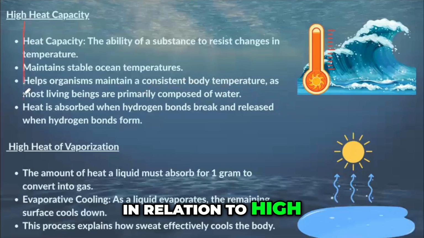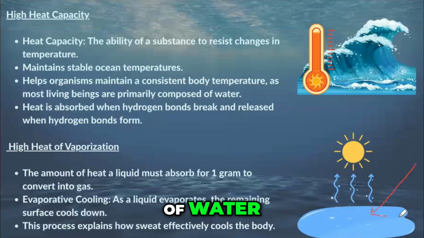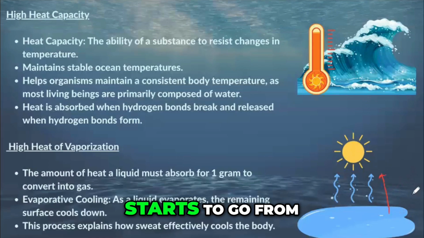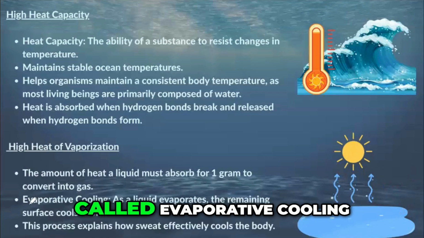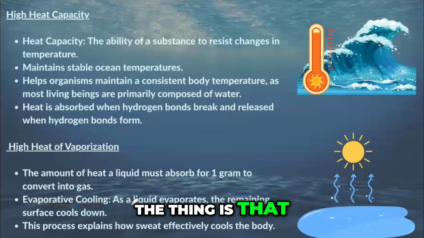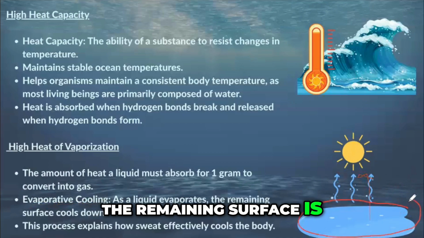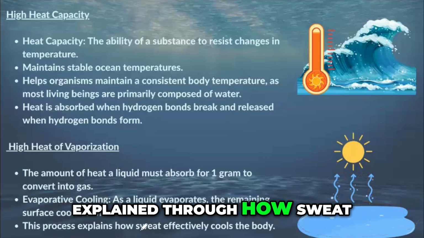In relation to high heat capacity, we're going to focus on high heat of vaporization. I want you to think of a puddle of water immediately after a rainstorm. When it starts to go from liquid to gas, we talk about something called evaporative cooling. As liquid evaporates, the remaining surface is going to cool down. And the process is explained through how sweat works as well.